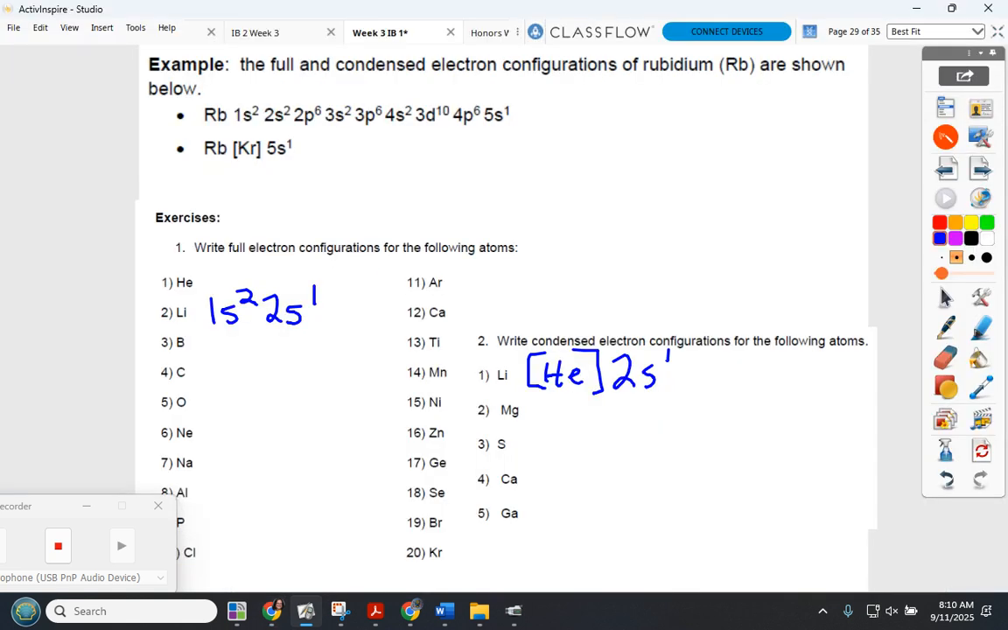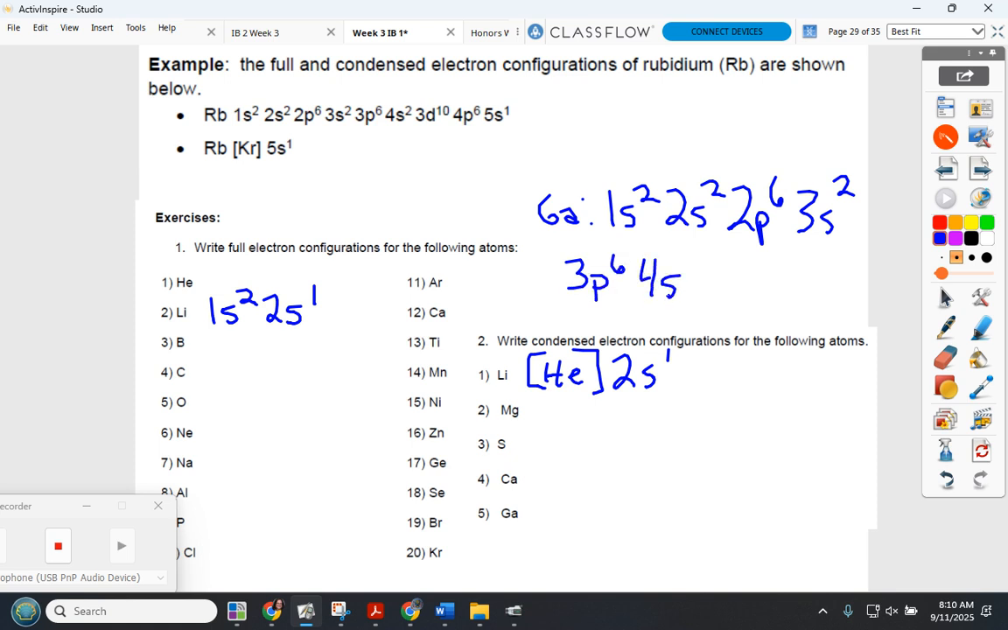So for gallium, we've got 1s2, 2s2, 2p6, 3s2, 3p6, 4s2, 3d10, and then 4p1. Yes? That's what we're about to do. Yep. It's a great question.